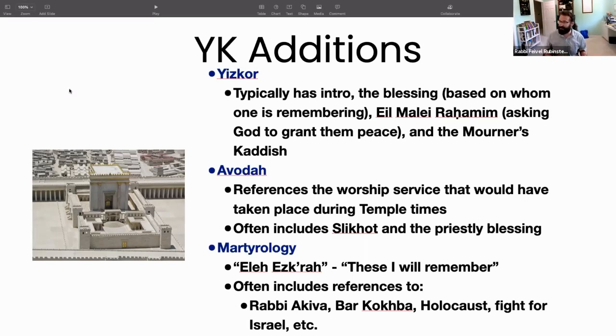The Avodah service itself references the worship service of the temple, sort of calls back to this idea of being, oops, my camera just turned itself off. No worries, you can still see my screen share here.